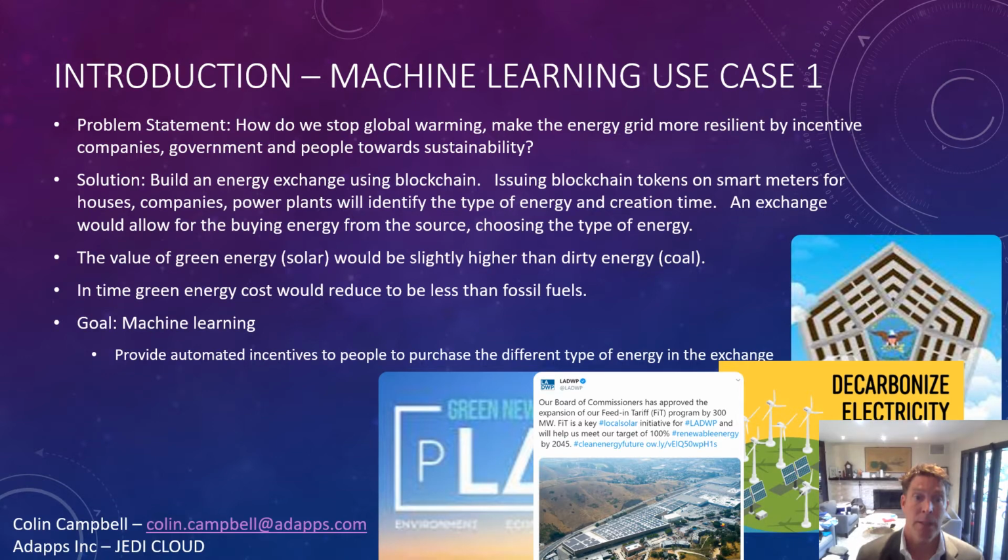An exchange would allow for the buying of energy from the source and choosing the type of energy. The value of green energy, solar, would be slightly higher than that of dirty energy, coal. In time, energy costs would be reduced to be less than that of fossil fuels. The goal for machine learning is to provide automated incentives to people to purchase the different types of energy in the exchange. And I got a couple of picture slides at the bottom.